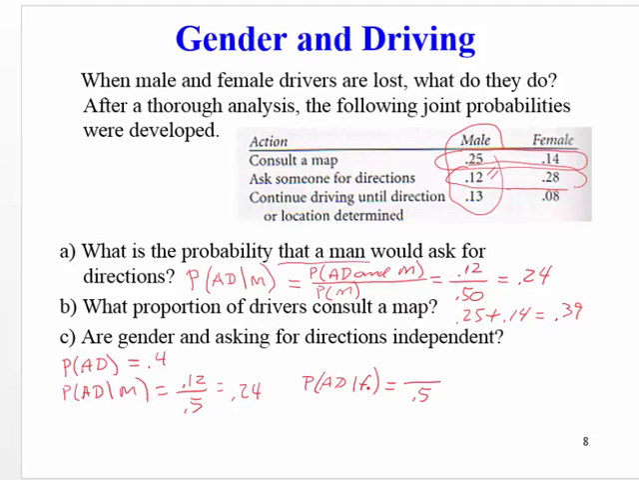The probability of asking for directions given that you're female, we're just talking about the females. We've got 50% for females, and asking for directions is 0.28. So that's equal to 0.56. Since they're not all equal, right, the probability of A given B is equal to the probability of A for independence. They're not equal, so we have dependent.